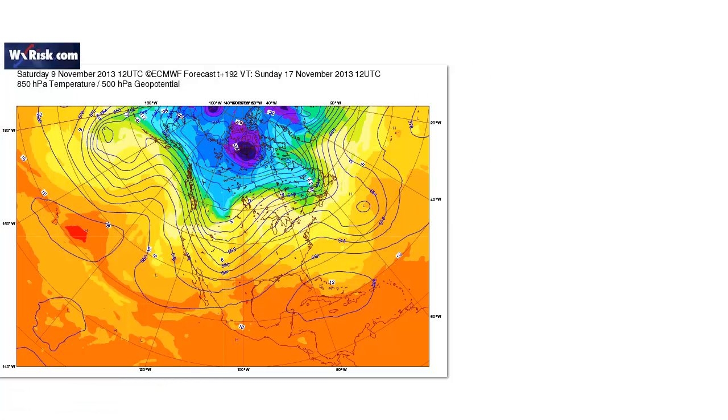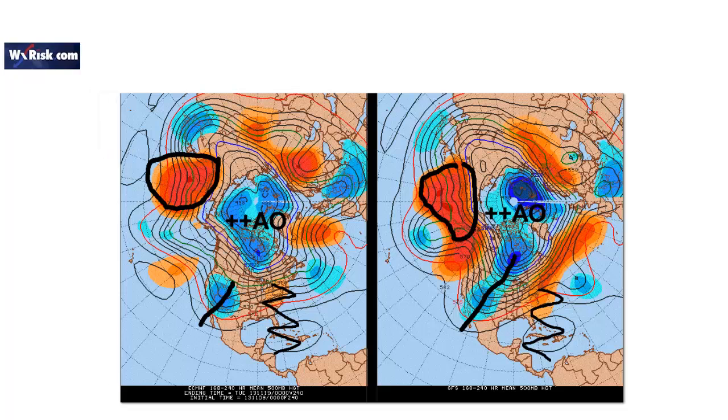And we go beyond that. This is the European here for day 8. And you can see the trough coming in very nicely right here. Look at the ridge developing there and the southwest flow. So again, some patterning up here as we go towards the 30th.